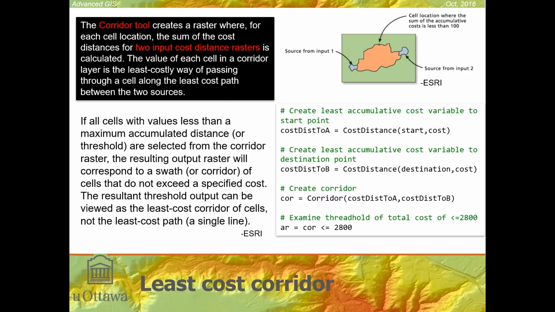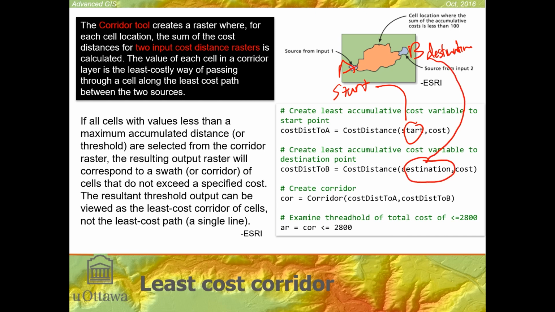The corridor tool takes in two cost distance surfaces. One surface represents the cost or least accumulative cost to A, and the other, the least accumulative cost to B. So two cost distance surfaces must be input into corridor. So for example, here just A and B we'll say, we might have A stored in a variable called start, right there, and B stored in a variable called destination. Right here.